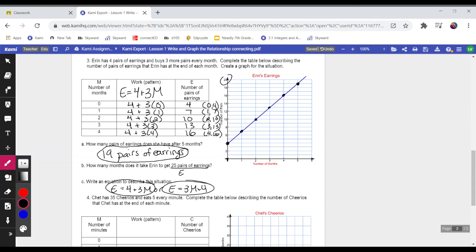So when we get 25 pairs of earrings, that represents our E. So 25 equals 4 plus 3M. I'm going to subtract 4 from both sides. That leaves me 21 equals 3M. Dividing both sides by 3, I'm going to get 7 equals M. So it's going to be 7 months. So for letter B, 7 months.